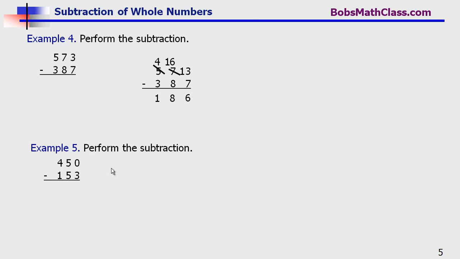Okay, let's try one more problem. Perform the subtraction 450 minus 153. Again, we cannot subtract 3 from 0, so we're going to borrow 1 from the 5. That becomes a 4, and then place a 1 in front of the 0, so that's 10. Now we can subtract.